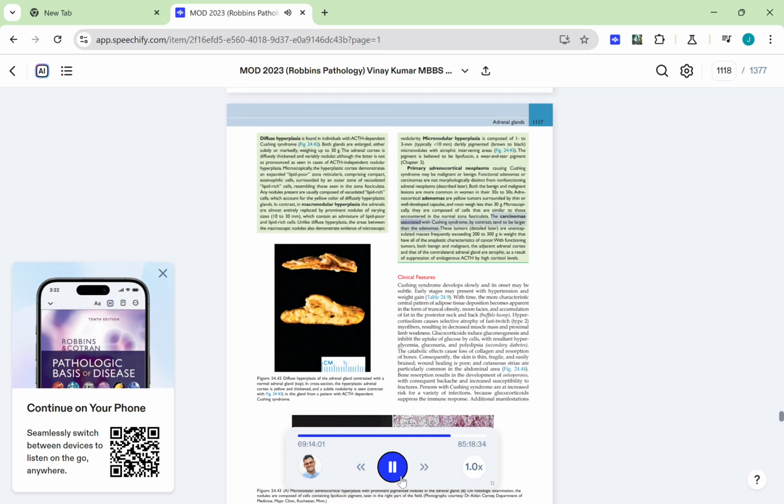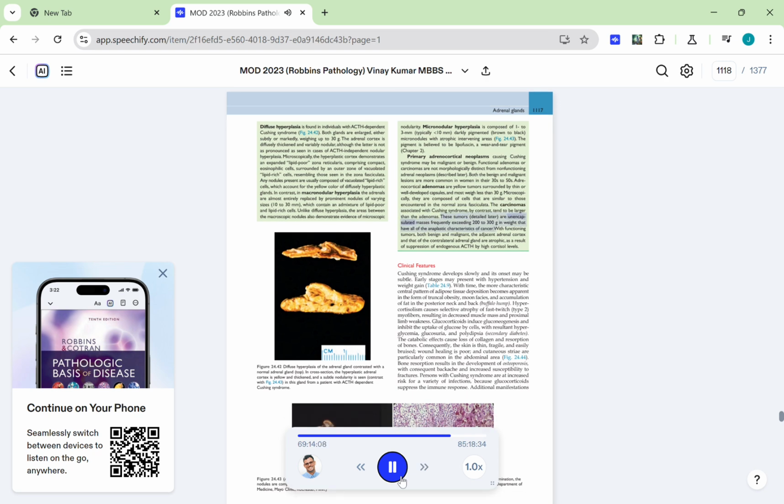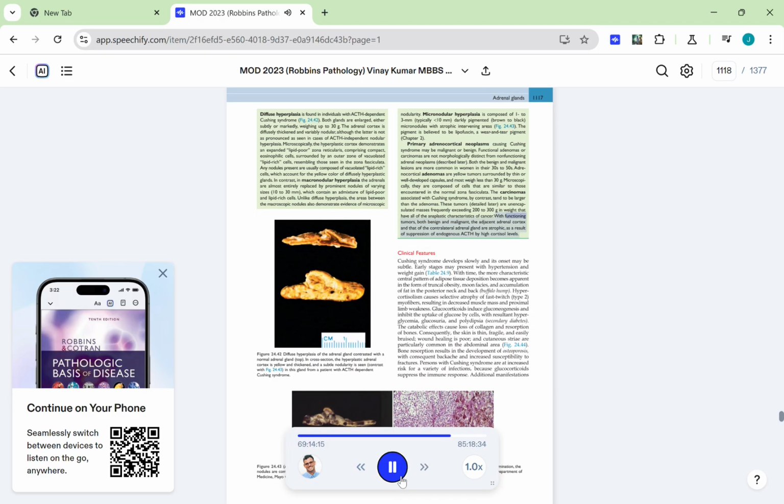The carcinomas associated with Cushing syndrome, by contrast, tend to be larger than the adenomas. These tumors are unencapsulated masses frequently exceeding 200 to 300 grams in weight that have all of the anaplastic characteristics of cancer. With functioning tumors, both benign and malignant, the adjacent adrenal cortex and that of the contralateral adrenal gland are atrophic, as a result of suppression of endogenous ACTH by high cortisol levels.